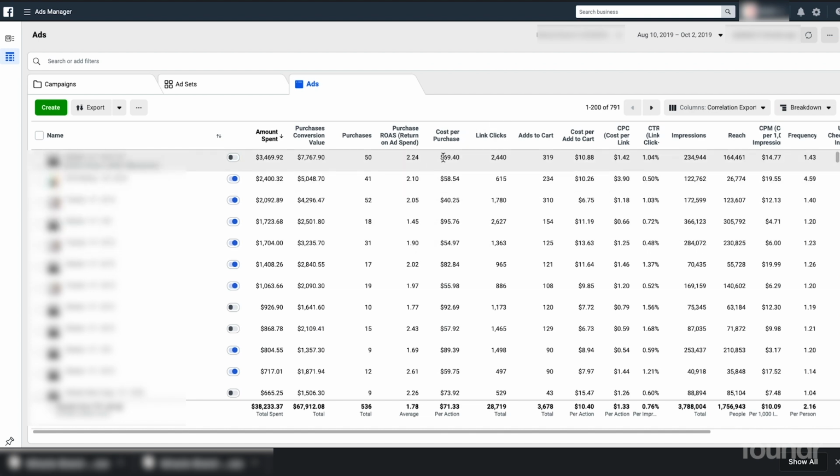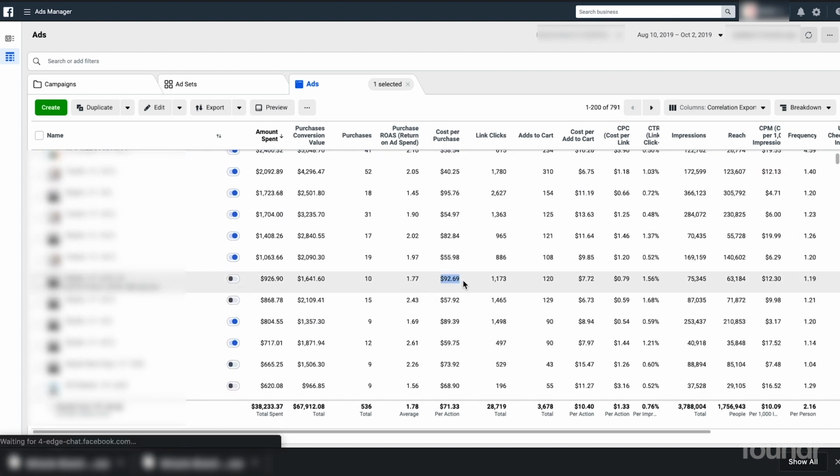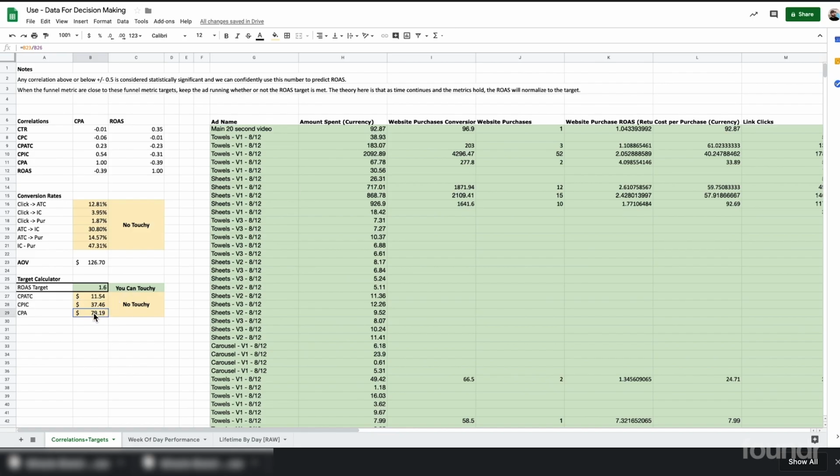As you see here, we're understanding that a cost per purchase where we find success is far and above $69. That's way above where we need to be. That's a 2.24. That's a win for us on this book. Now, what about ones that need to make a decision or need to be cut? Well, this purchase at over $92, let's check back into our correlation document. It's a little too high, right? 79 bucks, that's where our target needs to be.